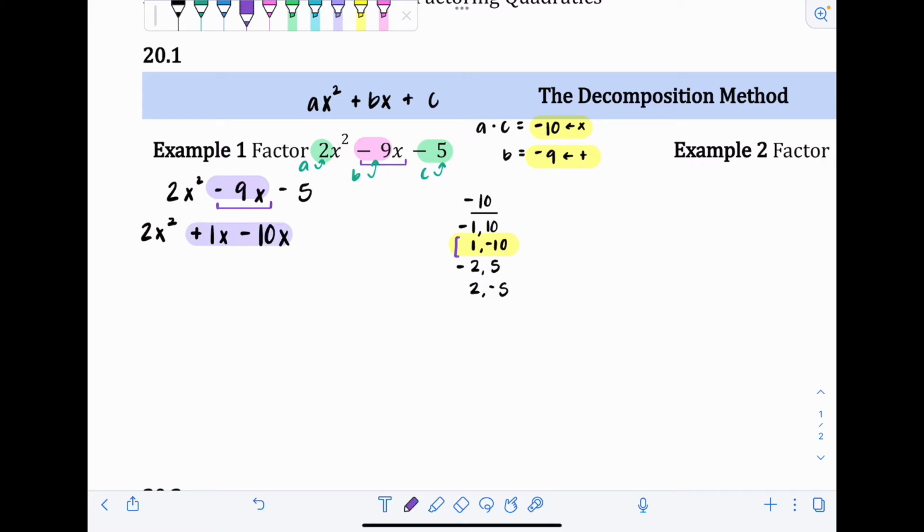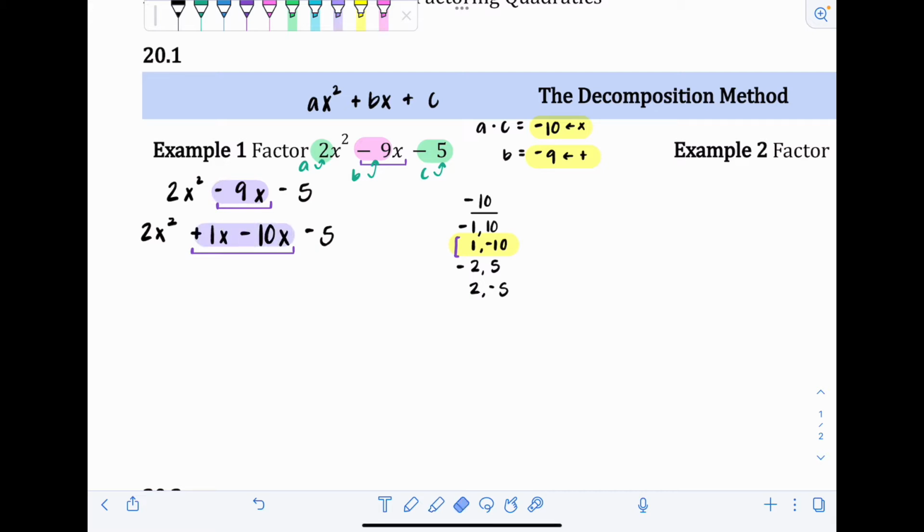And then next I'll copy down my negative 5, and then I'm going to go back and just re-explain that last step. Okay, so the pair of numbers that we found that multiplied to negative 10 and added up to negative 9 were this 1 and negative 10. So then I took my negative 9x and I replaced it with 1x and negative 10x.